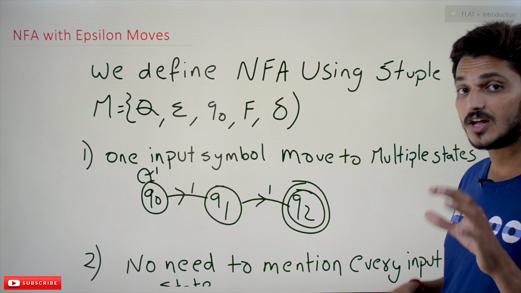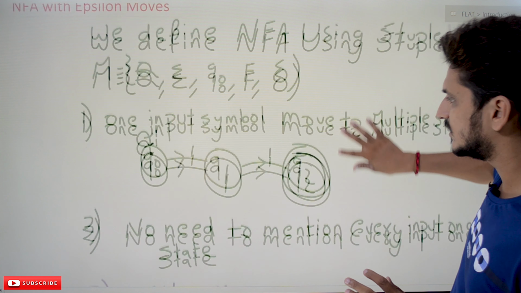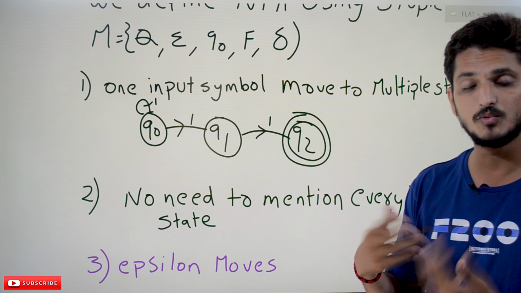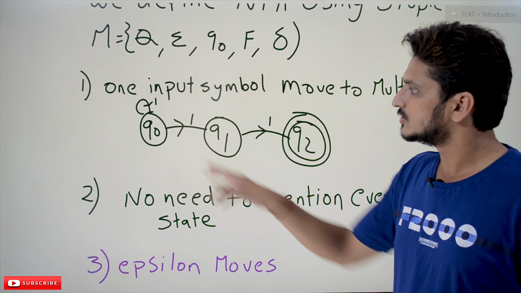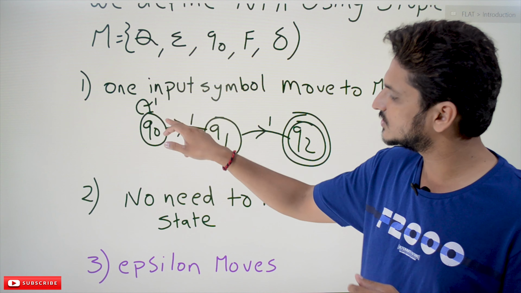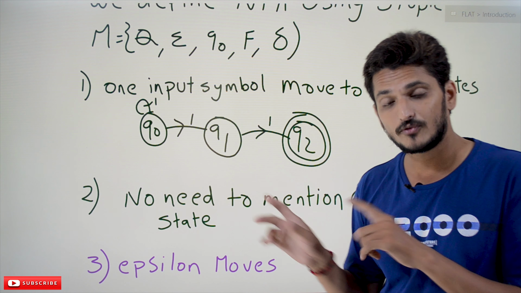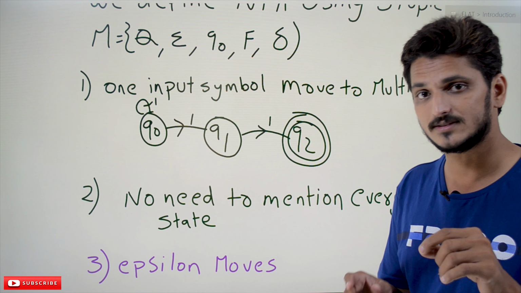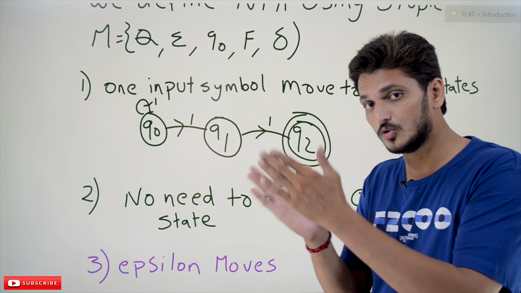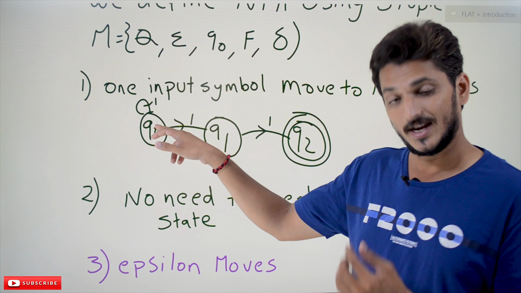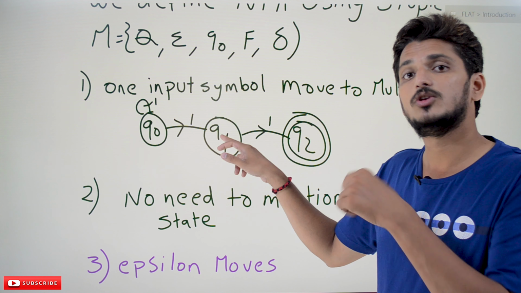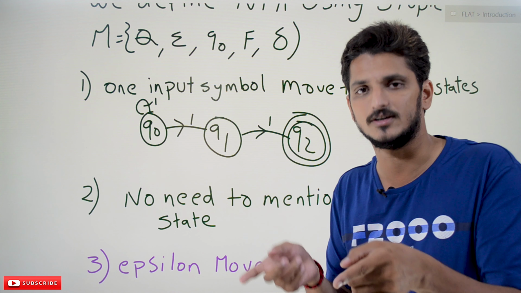These are the conditions that are followed by NFA. One input symbol can move to multiple states. Let's refresh with an example. From Q naught, if you apply 1, we are moving to Q naught state and we are moving to Q1 state. So from our NFA class, after taking the next input, it is divided into two machines. One machine is going to apply the next input on Q naught state, the other machine is going to apply the next input on Q1 state. This is how NFA works.